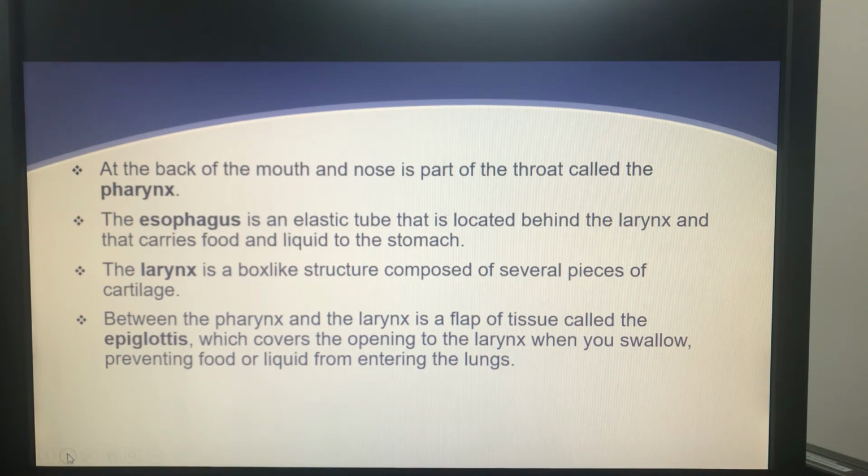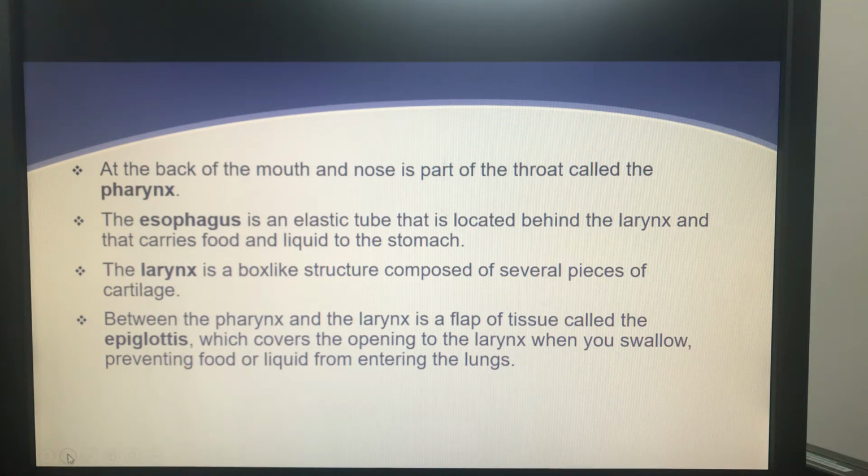So at the back of the mouth and the nose is the part of the throat called the pharynx. If you open your mouth real wide and look in the mirror at the very back of your throat, you will see that that's where the pharynx starts. When you swallow food, that's the first place it's going to hit before it goes down. And when you're breathing in, air goes into the pharynx first. After you leave the pharynx, you're going to go into the esophagus, an elastic tube located behind the larynx, that carries food and liquids to the stomach.